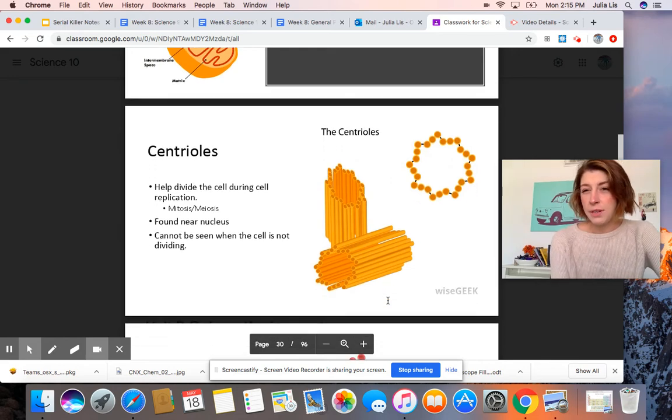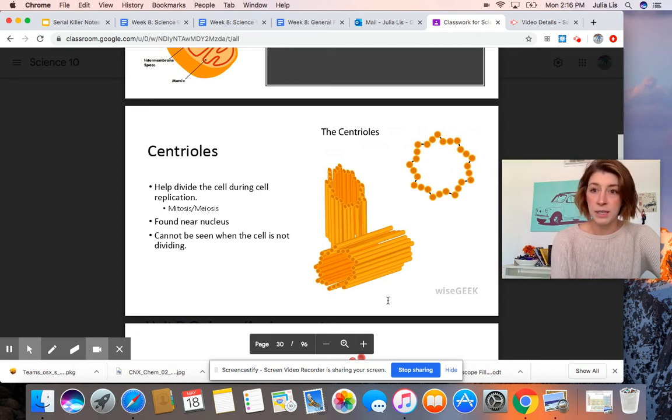Centrioles are kind of unique. They're only present when the cell is about to divide. And so they kind of help in the process of mitosis and meiosis, which you would have learned about in grade 9. So you might see them depending on if you're Googling some images of a cell and the structures within it. You might see centrioles there, or you might not. It really depends if the artist of that image wanted to incorporate them.